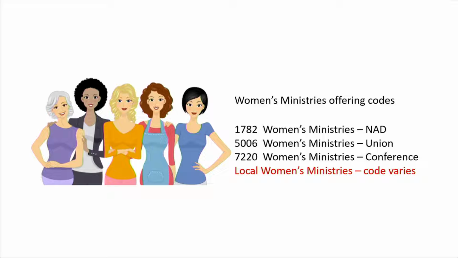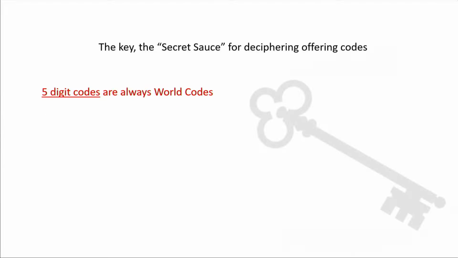So if a donor gives to the local women's ministry, but their donation is accidentally posted to 7220 or 1782, and their donation disappears with the remittance check, you can see that is a problem. There are a few other funds that can have duplicates in conference and local that you have to watch. Worthy Student, Evangelism, and Christian Education. So let me show you how it works.